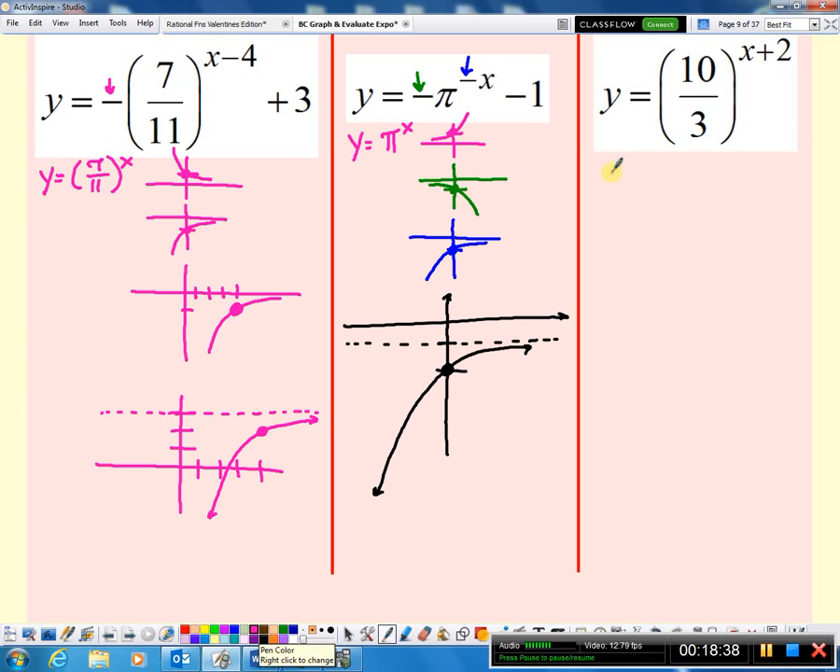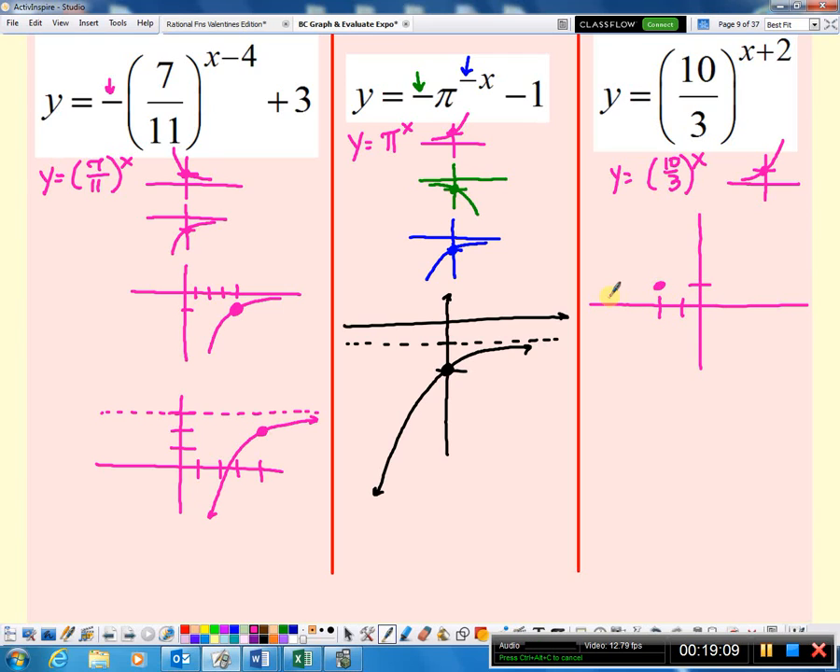Lots of students see a fraction and immediately think exponential decay. Just remember to think first. 10/3 is larger than 1. So it doesn't matter that it's a fraction. What matters is that the base is larger than 1, hence exponential growth. The only thing you do to achieve the final answer on this one is just left 2. And if I ask you for range on this one, again, it's going to be from 0 to infinity.